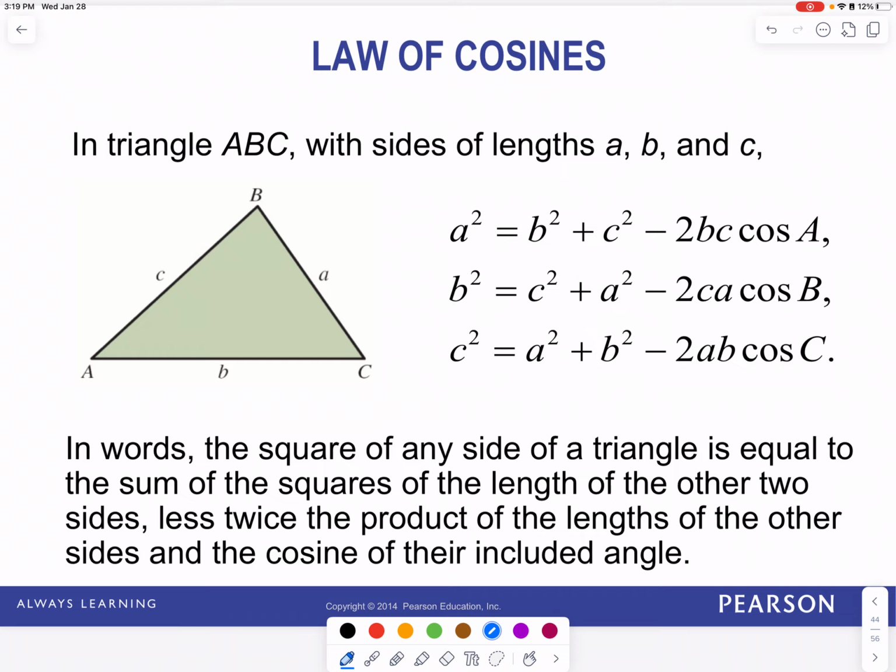So in words, the square of any side of a triangle is equal to the sum of the squares of the lengths of the other two sides, less twice the product of the lengths of the other sides and the cosine of their included angle. Okay. Anyway, so law of cosines, you just got to use the proper formula for whatever it is you're trying to do. I feel like this tends to come into play when we try to use the law of sines and we're not able to. And so then we'll try the law of cosines, okay?